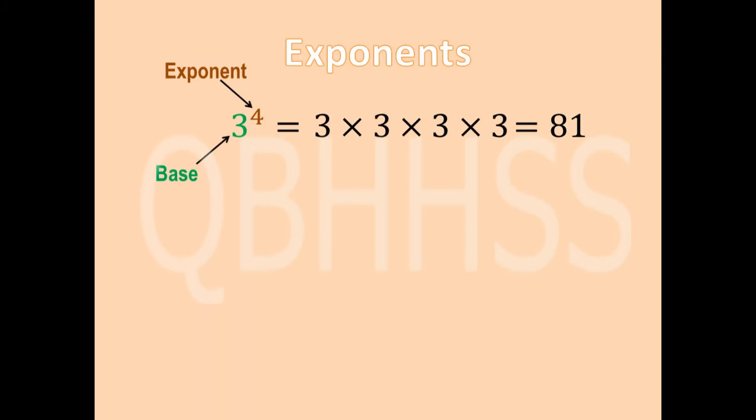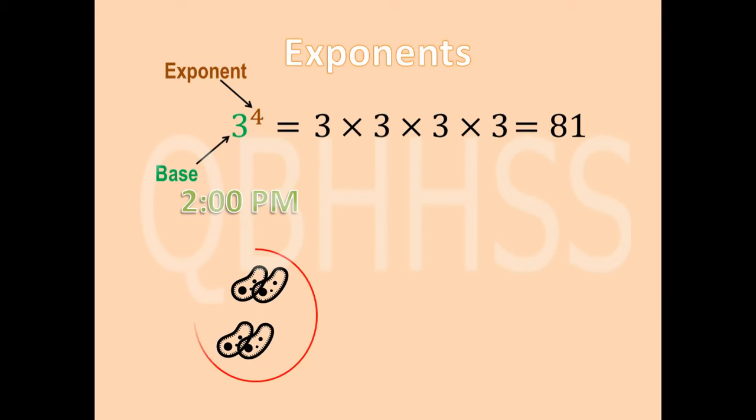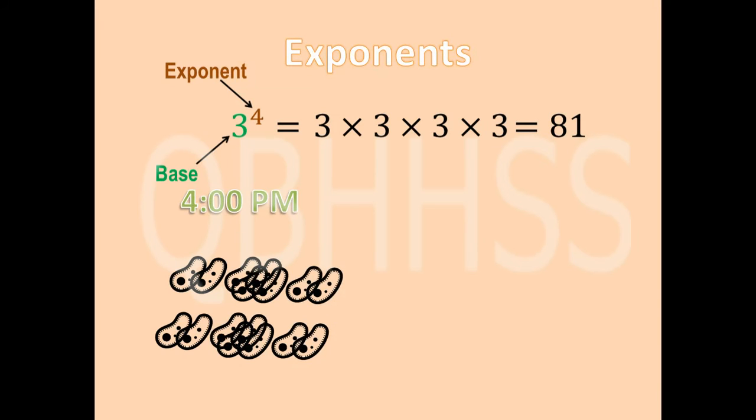Now let's look at a real world example. Suppose you're looking at a bacterium under a microscope and you started with a single bacterium at noon, 12 p.m., and it doubles, or splits into 2, every hour. So at 1 p.m. you have 2 bacteria, and by 2 p.m. both of these have doubled into 2 more, so you have a total of 4 bacteria. By 3 p.m. they have doubled again, so you have a total of 8 bacteria. And they keep on doubling every hour.